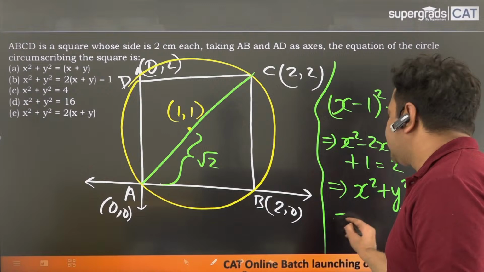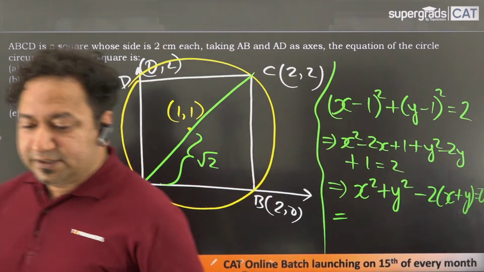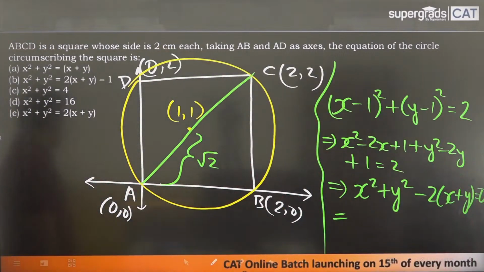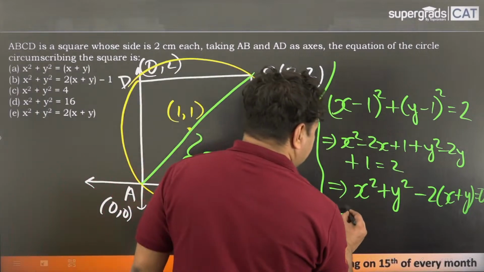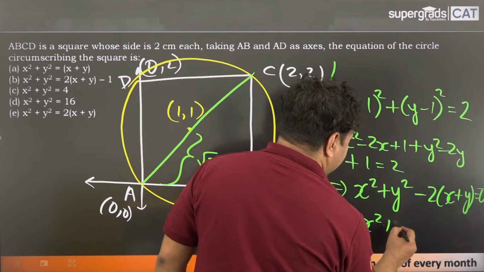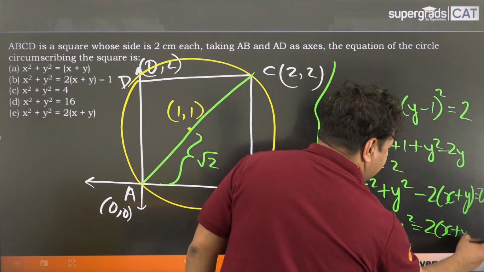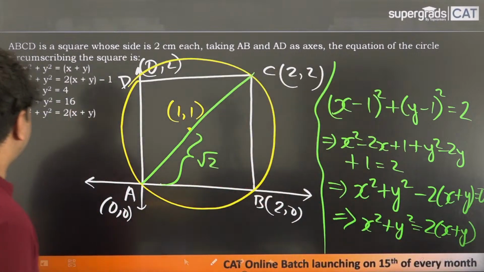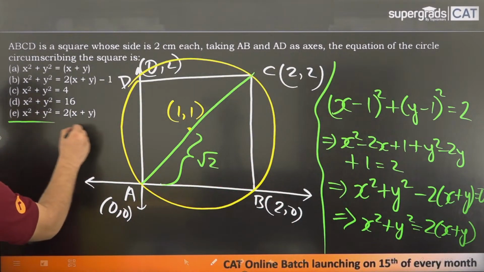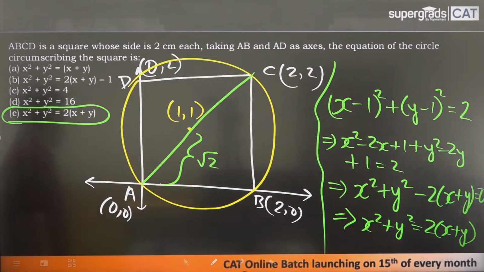Exactly. The answer is, Shivansh said D. Shivansh, look again once. Are you sure? This will be equal to x square plus y square is equal to, taking that on the right hand side, this is what we get, 2 times x plus y. Which one is it? Option E. So option E is the correct answer over here. Moksh, is this clear?